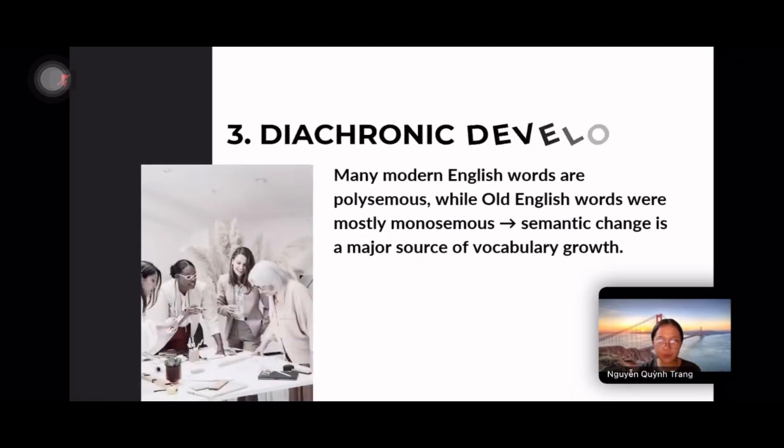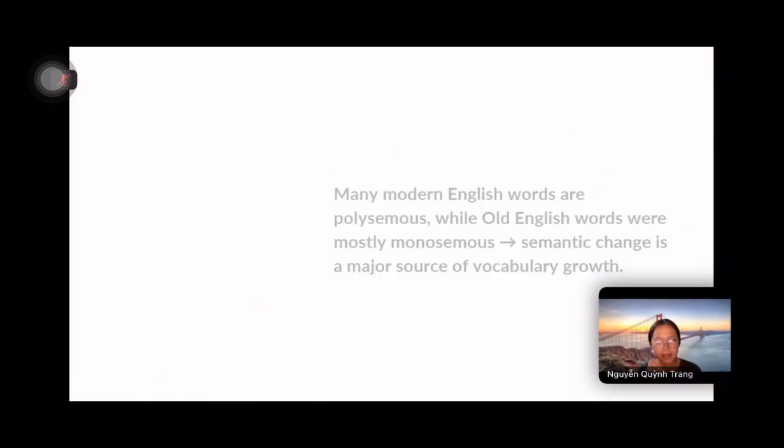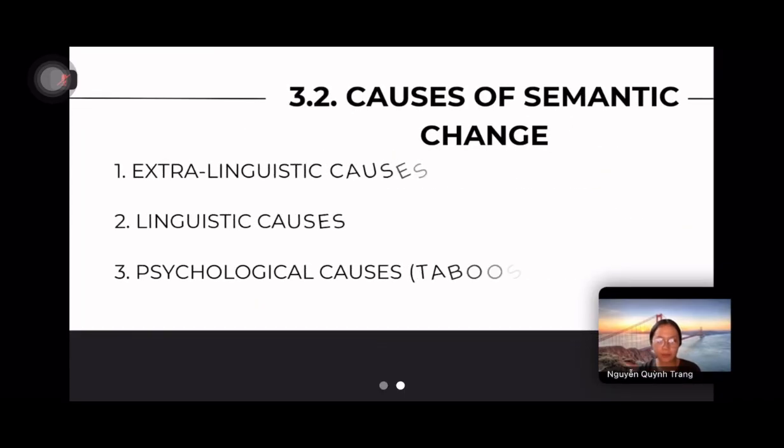According to research, many modern English words are polysemous, while Old English words were mostly monosemous. It can be said that semantic change is a major source of vocabulary growth. As I have told before, vocabulary has always changed to suit the needs and purposes of human use. The change in meaning also serves to meet people's needs in using language. The first cause of semantic change is extra-linguistic.